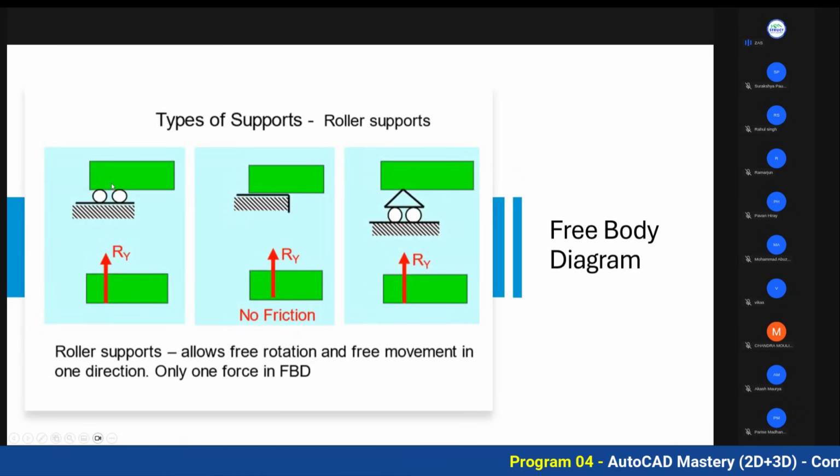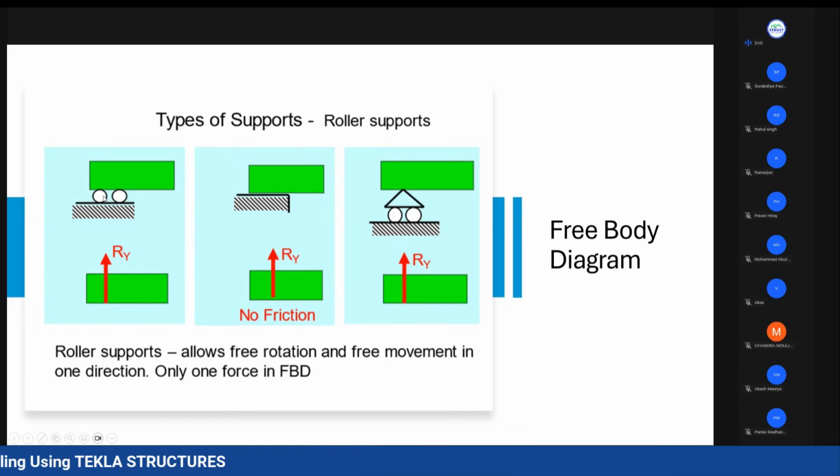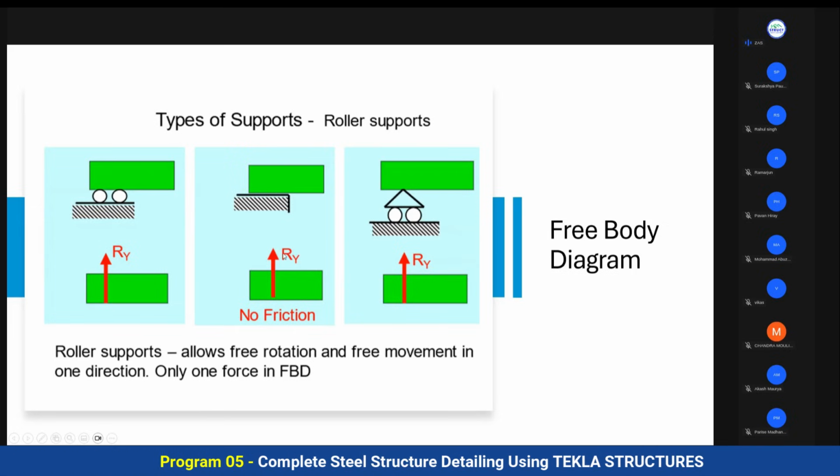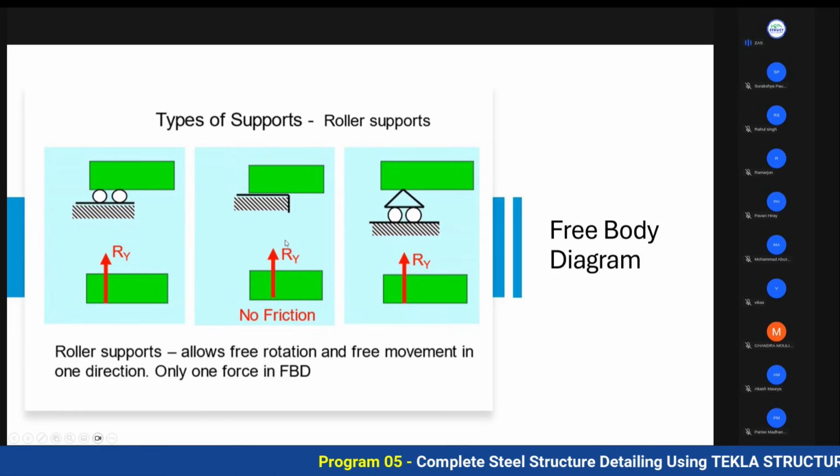For roller, you have this example. Because you have rolling over here, whenever you try to apply the force Fx, this object will directly move. So there will be no reaction generated. Only Ry will be there. And if your body does not have any friction, again only Ry will be there. And this is another way of representing force Ry.